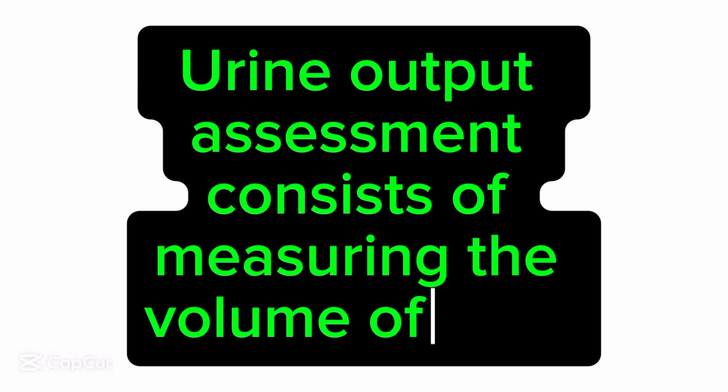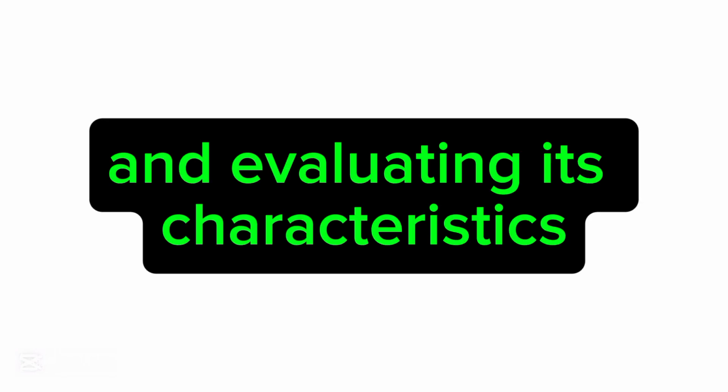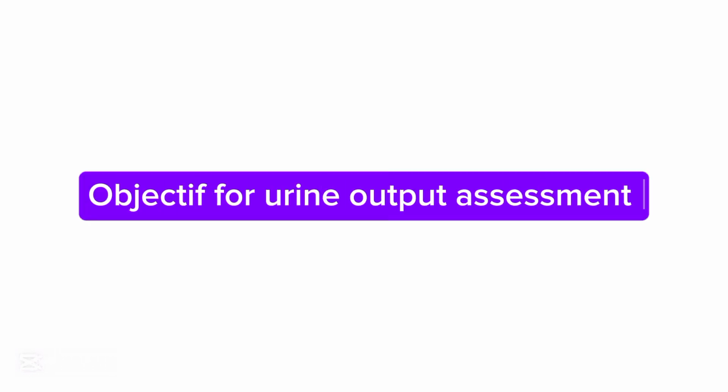Urine output assessment consists of measuring the volume of urine produced in 24 hours and evaluating its characteristics. Objective for urine output assessment: to maintain fluid balance.